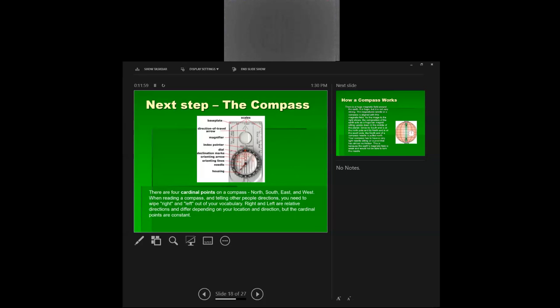Here's the next step, again: making sure that you understand what the compass is. Again, this is a very helpful instrument to find direction.